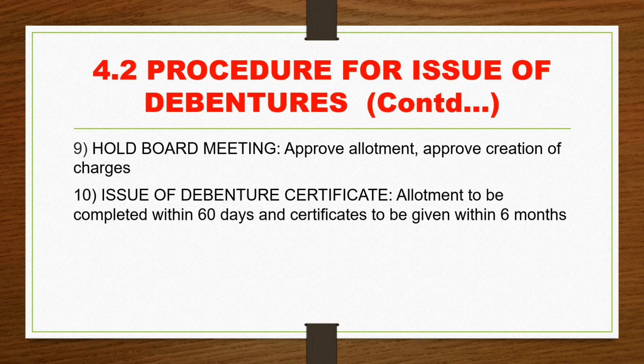Issue of debenture certificate. After the approval of the allotment takes place, the company has to see to it that the debenture holders are given the debenture certificate. This allotment has to be completed within 60 days, and after that, within 6 months, the debenture holders have to compulsorily receive the debenture certificate.